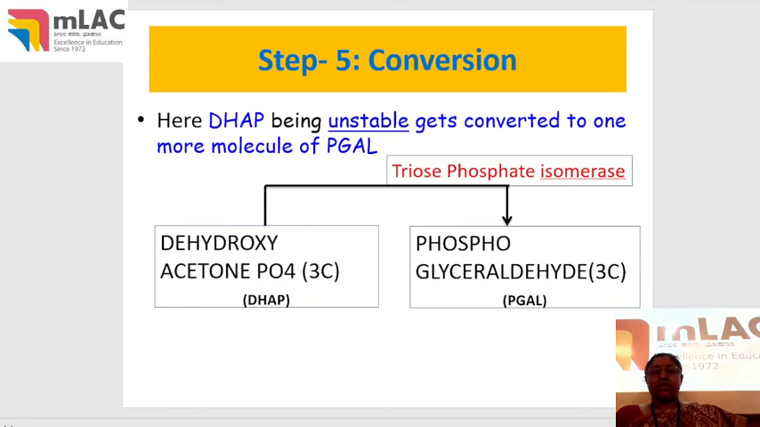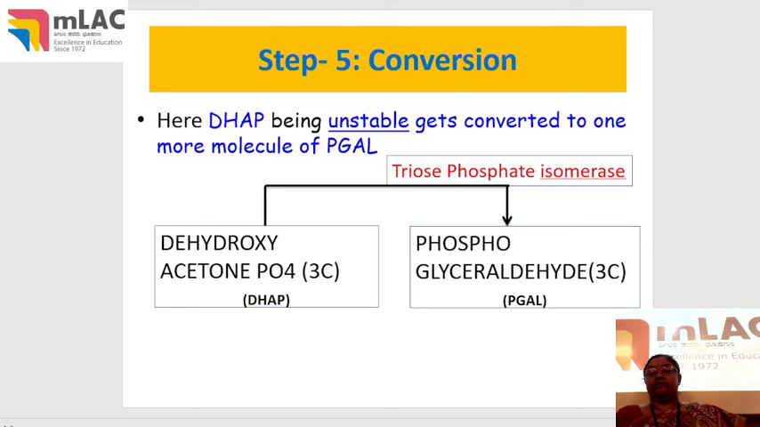Moving on, we have step number 5, which is conversion. Here, DHAP, which is an unstable molecule, gets converted to PGAL molecule in the presence of triose phosphate isomerase. So from here on, it is the oxidative phase reactions that are happening for EMP pathway. Okay. So we now know that from the cleavage process, there is a direct release of PGAL. And from this step where DHAP gets interconverted to PGAL, there is one more PGAL.